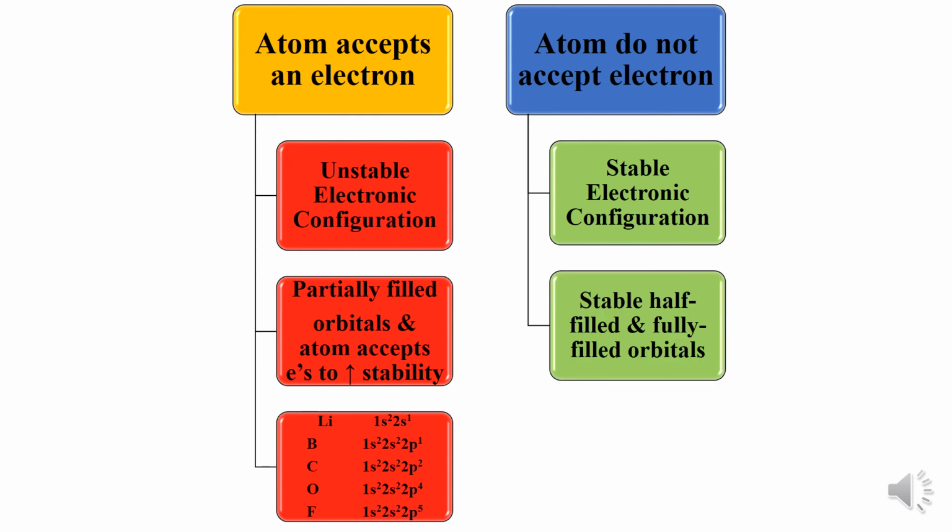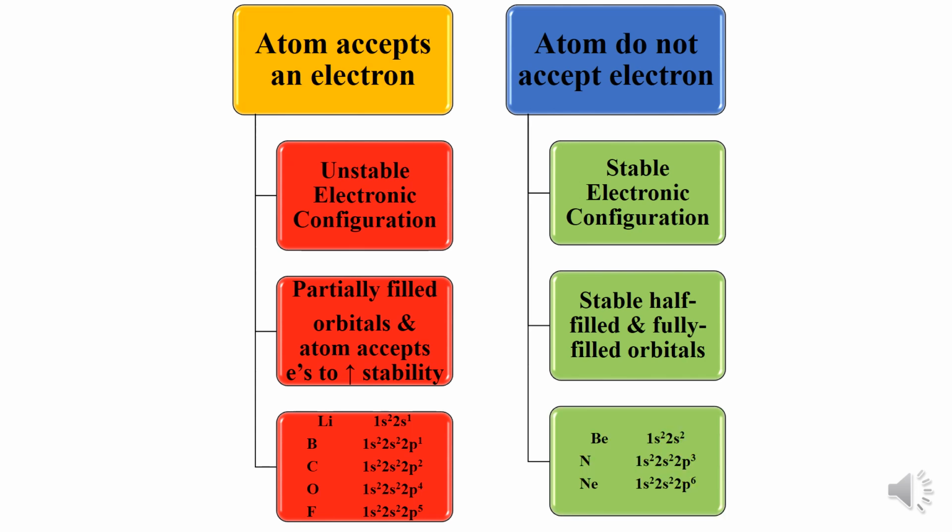Like elements having stable half-filled or fully filled orbitals, like in case of beryllium, nitrogen and neon. So your neon is a noble gas with a stable electronic configuration where the outermost shell is completely filled with electrons. And nitrogen has half-filled p orbitals, which is stable due to symmetry, and beryllium has a fully filled 2s subshell.